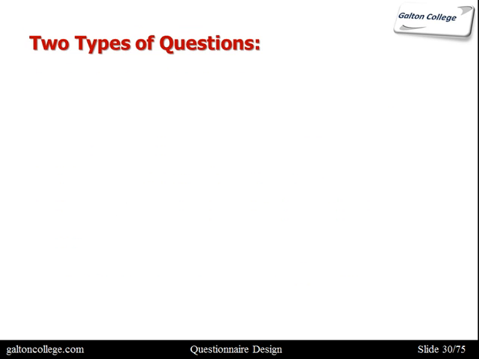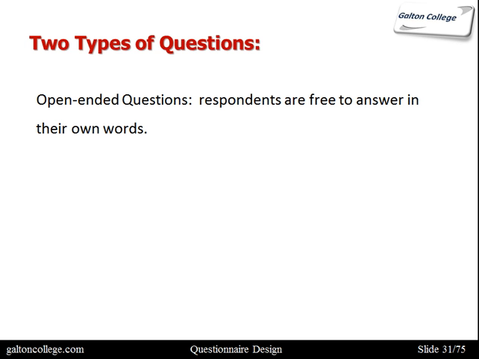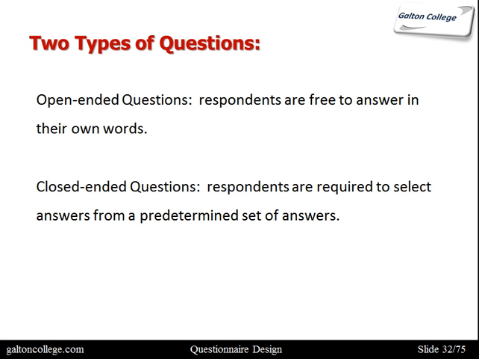Now, two types of questions. First of all, we have open-ended questions, where respondents are free to answer in their own words. And then we have closed-ended questions, where the respondents are required to select answers from a predetermined set of answers. Let's have a look at each of these in turn, just briefly.